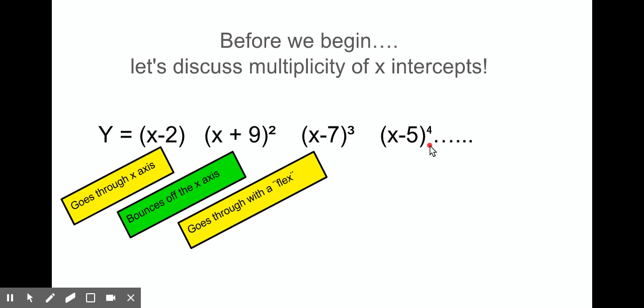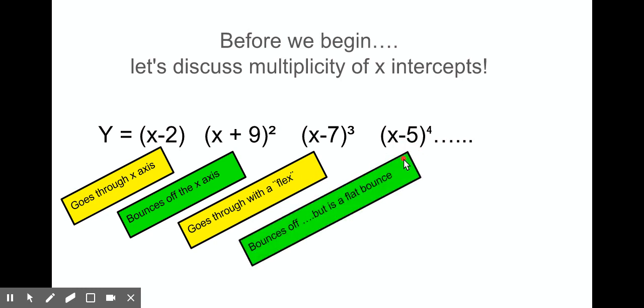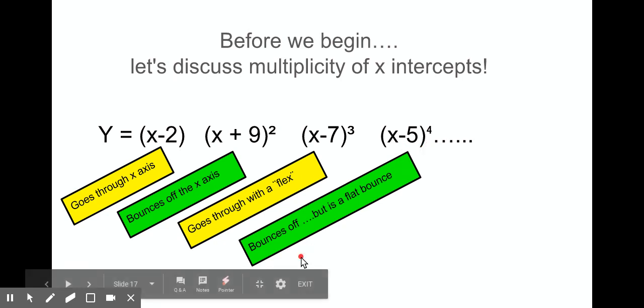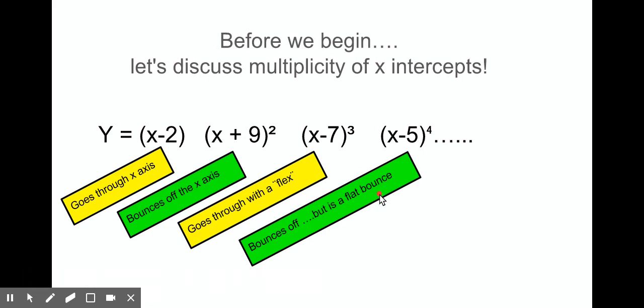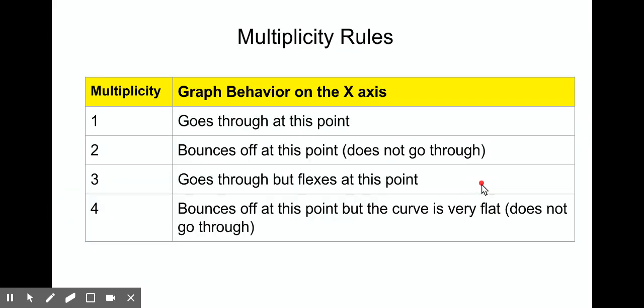And then this last one has a multiplicity of 4. The answer here, of course, is positive 5. You always switch the sign. So this x-intercept is at positive 5, with a multiplicity of 4. That means it's going to bounce off. It's not going to go through. It touches the point positive 5 and bounces off the x-axis. Now, because it is the fourth power, it's going to have a flat bounce. Again, I'll show you what this looks like in a bit.